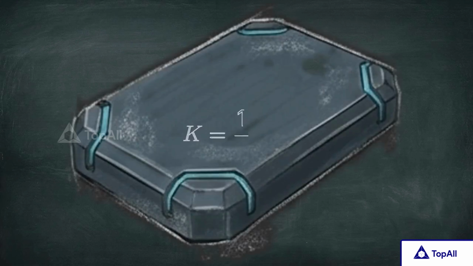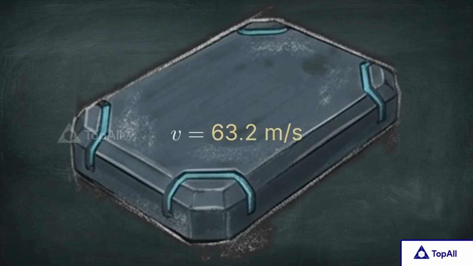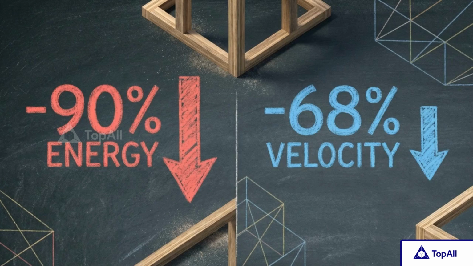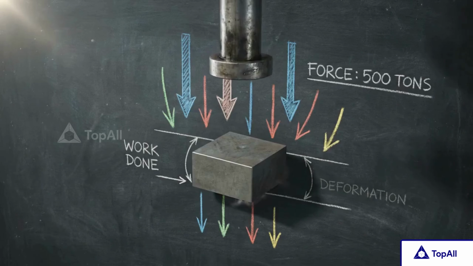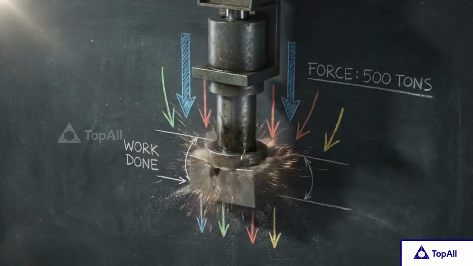When we solve for the final velocity using that remaining energy, we find the bullet is still moving at 63.2 meters per second. Even with a massive 90% drop in total energy, the actual velocity only dropped by about 68%. This proves that kinetic energy is not just a measure of raw speed, but a measure of an object's true capacity to do work.